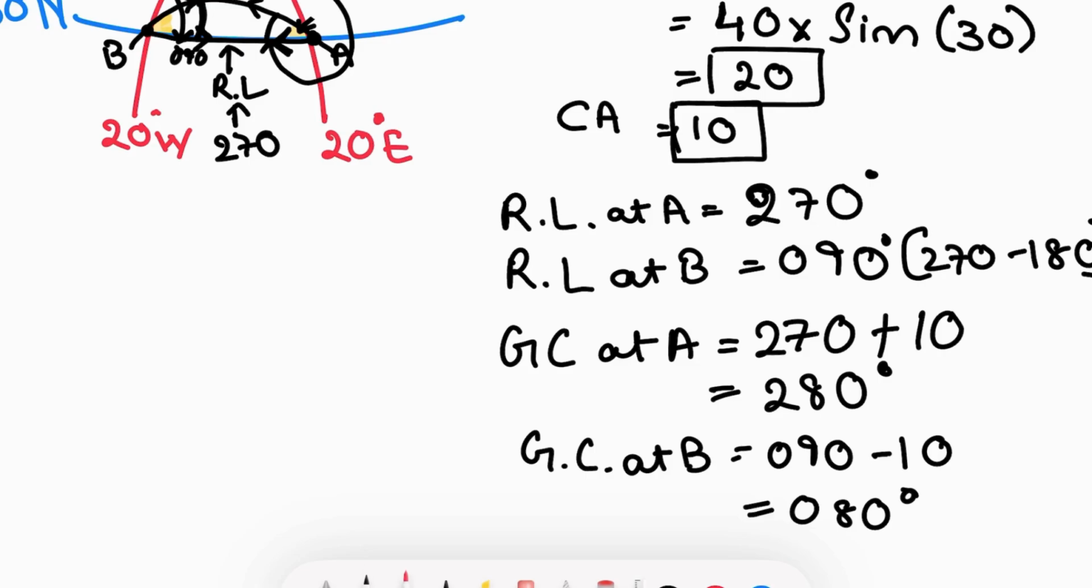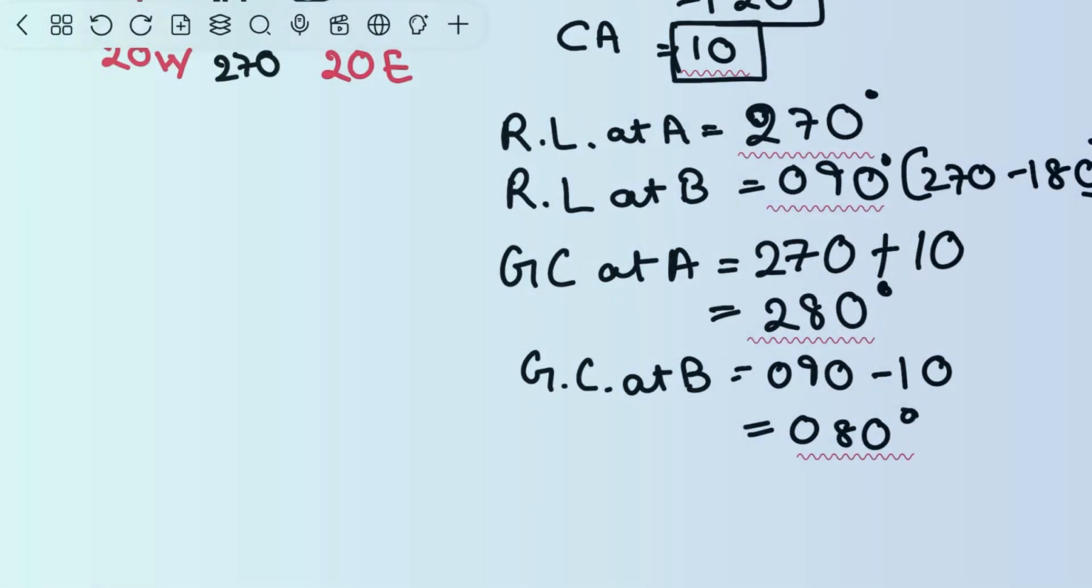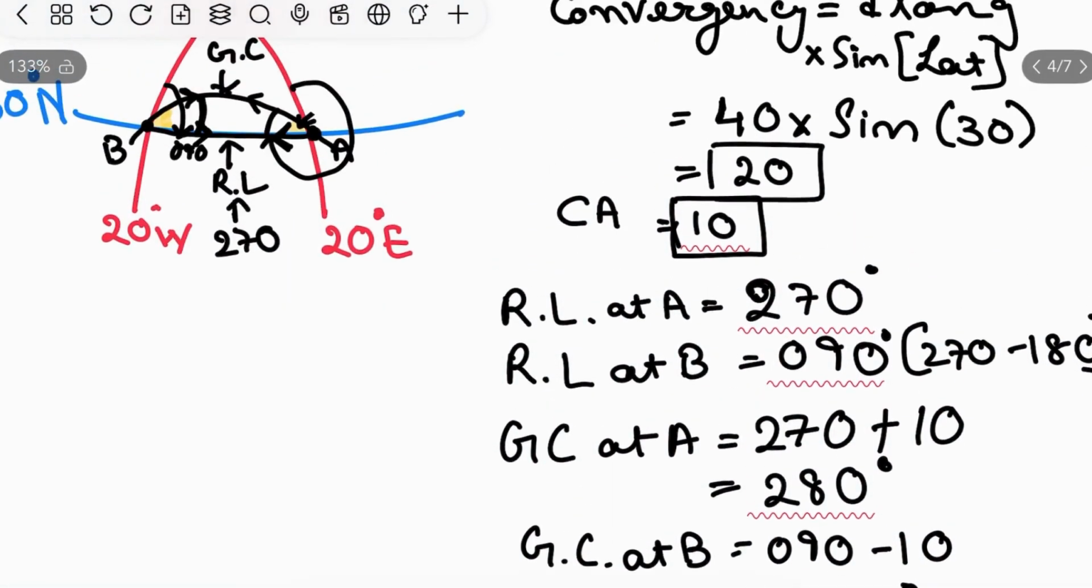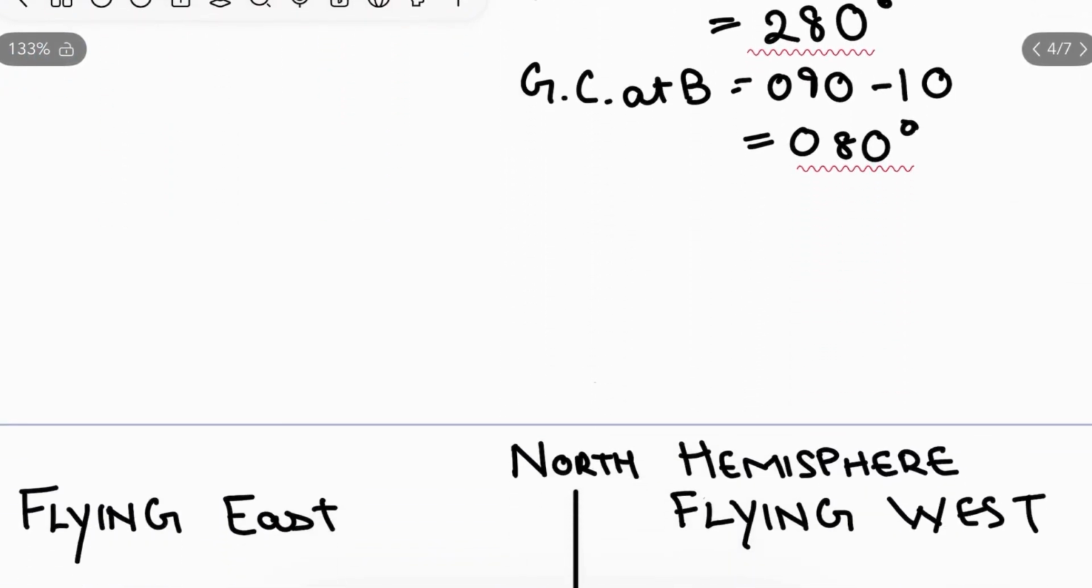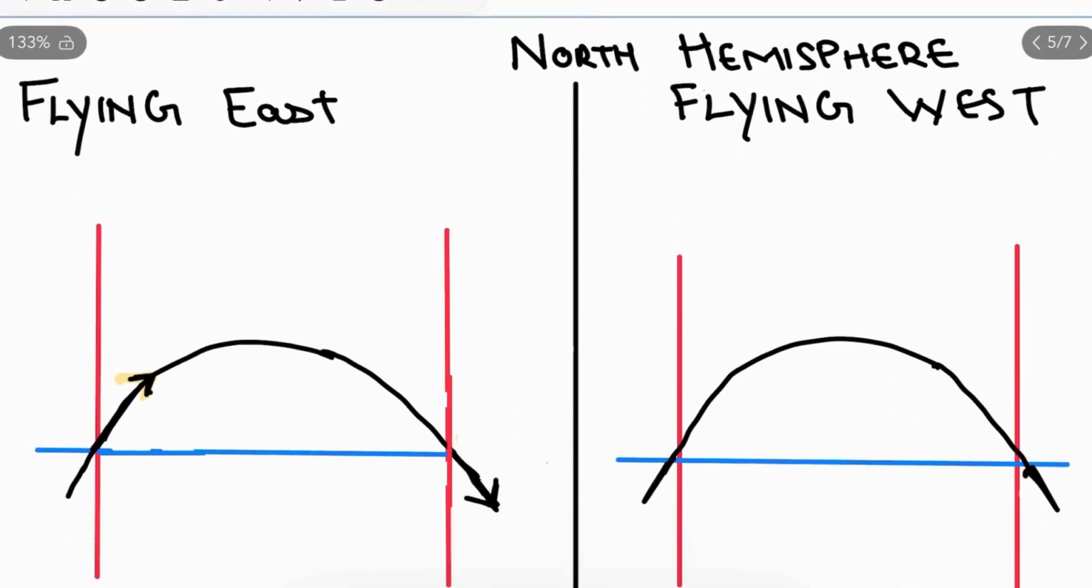So we found all the rhumb lines and great circles: the rhumb line at A, the rhumb line at B, the great circle at A and the great circle at B, and also the conversion angle. Keeping this example in mind, we are now going to see the different scenarios.